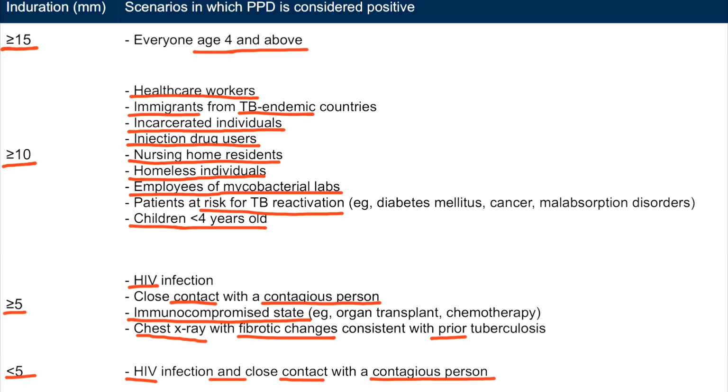A 10 millimeter cutoff is applied to people who either have the potential to work with TB patients, such as healthcare workers, or who have likely had contact with TB patients, such as immigrants from TB endemic countries or incarcerated individuals. A 5 millimeter cutoff is applied to severely immunocompromised patients, and patients with known HIV and a recent contact with a contagious person are pretty much presumed to have TB. Take some time to internalize this table because these diagnostic criteria guide management.